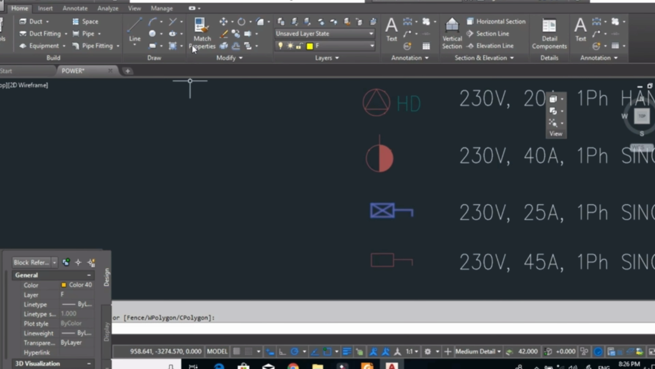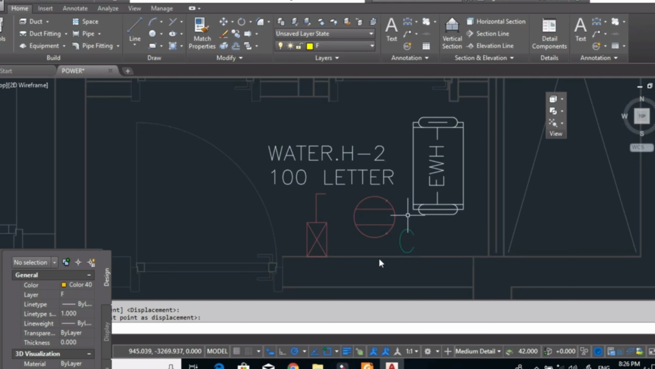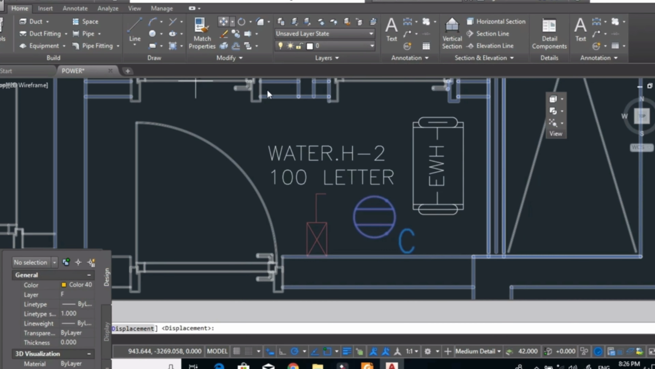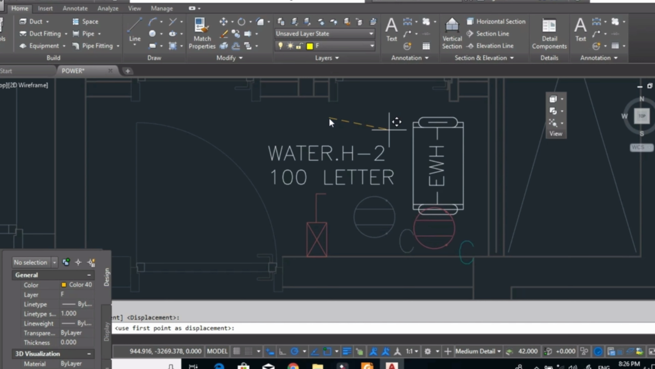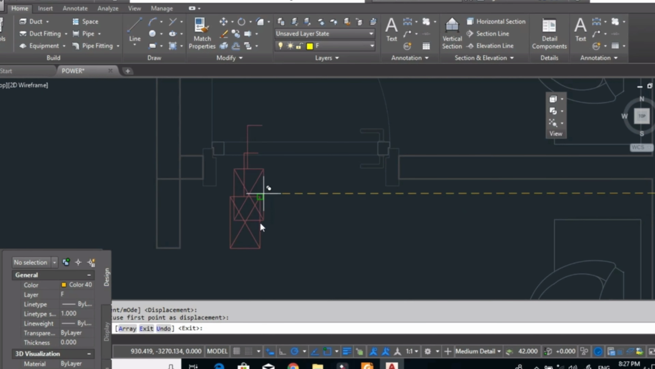Here I will copy this. I will put it here near the lighting switch. Also, I will change the location of this outlet a little bit to make the drawing clear. I will copy this disconnect switch 25 ampere for all water heaters. See here, also I will put it on the right.